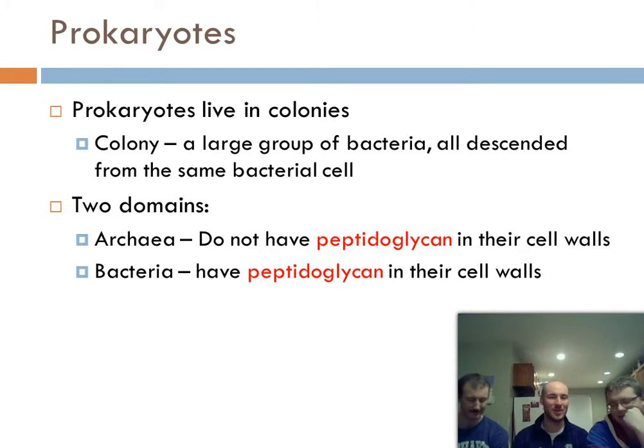Now, we've talked that there are two domains of prokaryotes, the archaea and the bacteria. The difference being bacteria have something called peptidoglycan in their cell walls. Now, prokaryotes tend to live in colonies, which is a large group, and they all descend from one bacterial cell and grow over time. I have a little video that shows how these colonies can show up from just one cell.